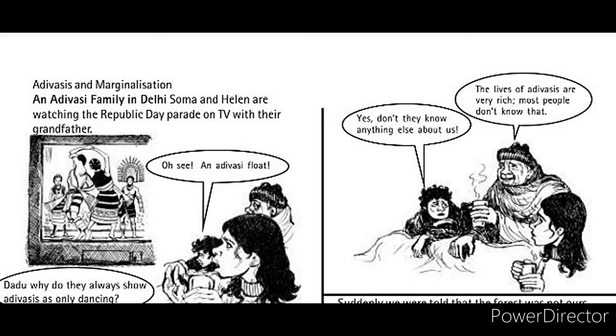Soma and Helen, when both were watching the Republic Day parade on TV, observed that the Adivasi community was shown there dancing. Some of their basic moves were there. So they asked their grandfather why do they always show Adivasis as only dancing, and don't they know anything else about them? Their grandfather answered that the lives of Adivasis are very rich, but most of the people don't know about them.